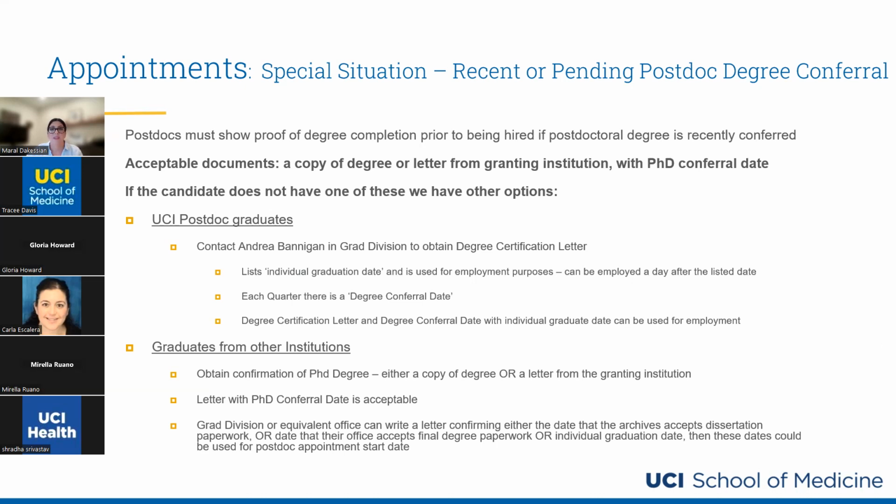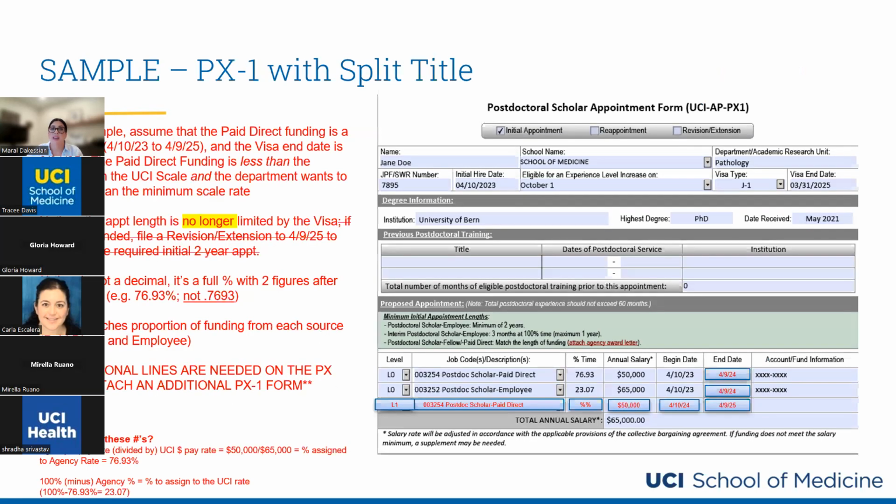Okay. So now we're going to go over a sample PX1 form with a split title. And we have had a recent change, which I'll go over with you. In this example, we are assuming that the paid direct funding for this individual is a full 2 years. We have the agency letter. We're also assuming that they have a visa end date that ends on 3/31/25.